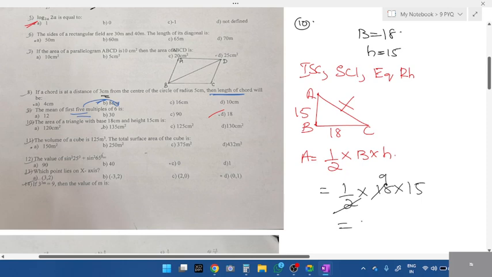How much is 9 into 15? Very good. 135 centimeters square. B is the answer. Make a note of this formula: area of a right angle.